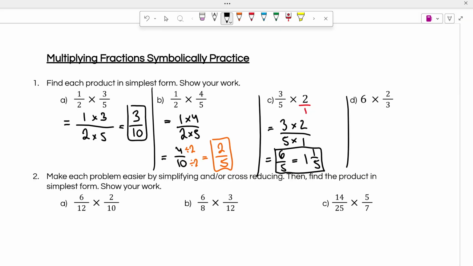In the final one here, again, we want to recognize that our whole number is itself over 1. We're going to multiply top by top, so 6 times 2 on top over bottom times bottom, 1 times 3. 6 times 2 is 12, 1 times 3 is 3. Now we do want to simplify here. Now notice, of course, that 12 is divisible by 3 and a fraction is just division. So 12 divided by 3 simplifies to the whole number, or the integer 4.